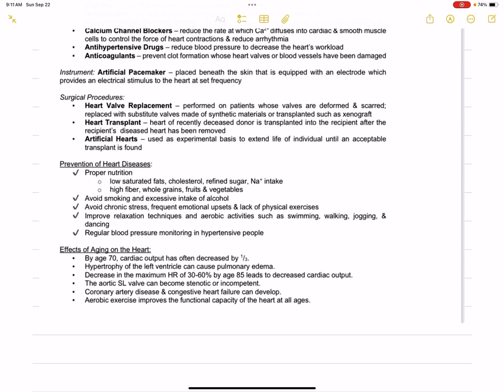So, avoid man ang smoking and excessive intake of alcohol. So, avoid chronic stress. Kay stress man sometimes ang cause sang heart disease. So, frequent emotional upsets and lack of physical exercise. So, dapat active gid kamo. So, exercise man kamo dapat. So, improve relaxation techniques and aerobic activities such as swimming, walking, jogging, and dancing. So, mga cardio exercises. So, regular blood pressure monitoring in hypertensive people. So, may mga maintenance nga mga hypertensive need gid i-monitor from time to time ila mga blood pressure.